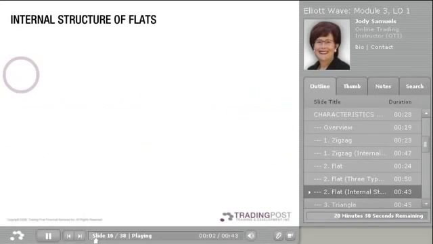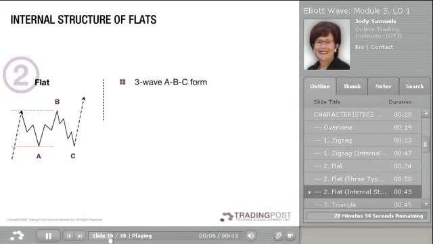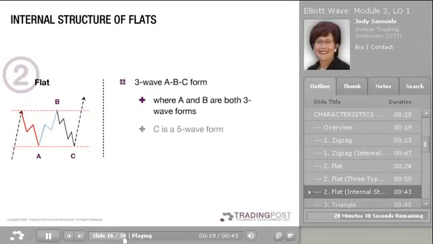Internal structure of flats. The flat has a three-wave ABC form, where A and B are both three-wave forms. C is a five-wave form. This corrective sequence trades as a corrective, corrective, impulsive sequence.